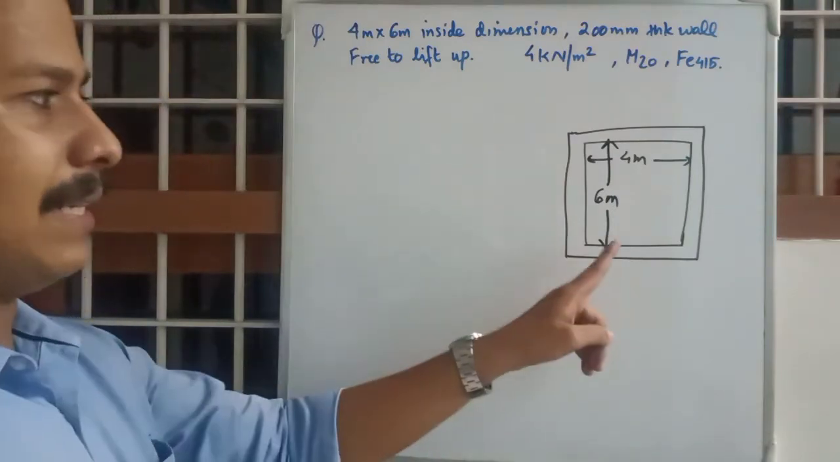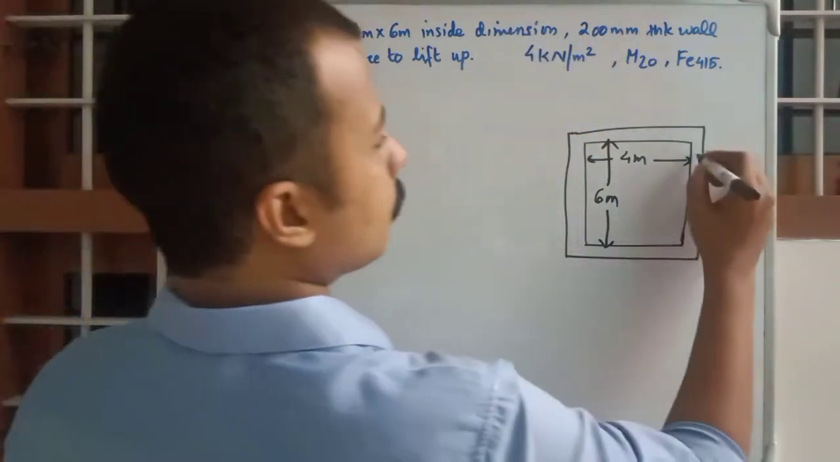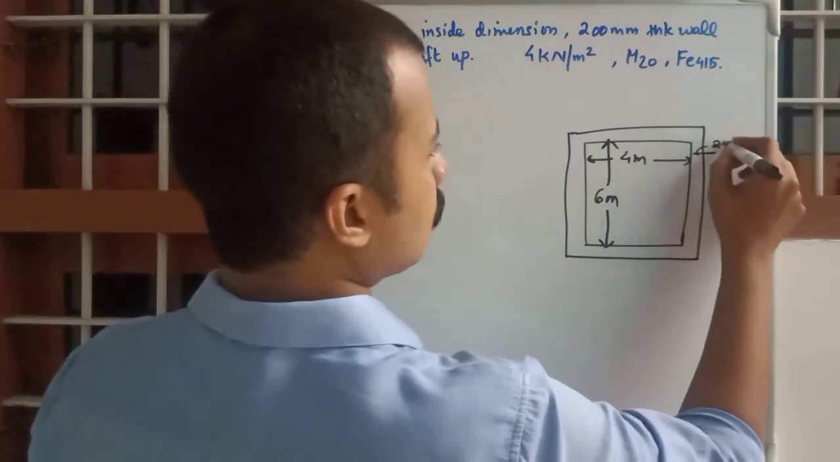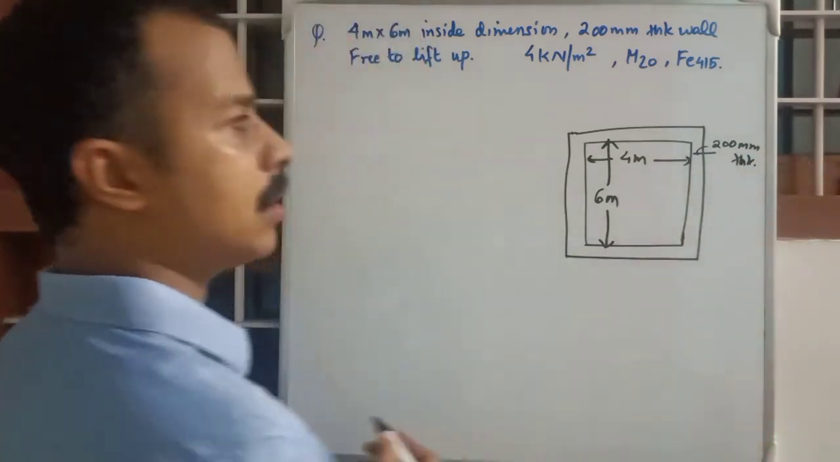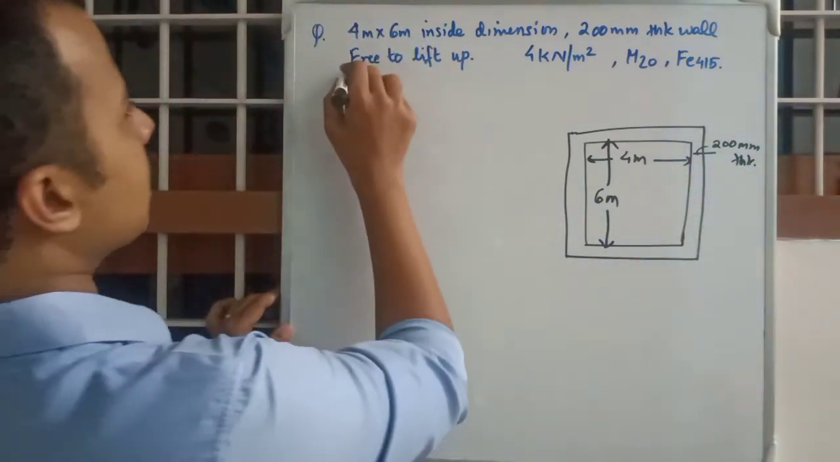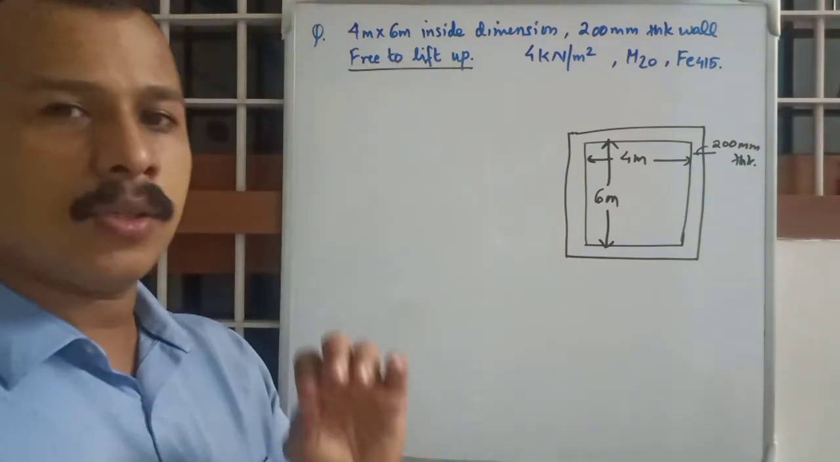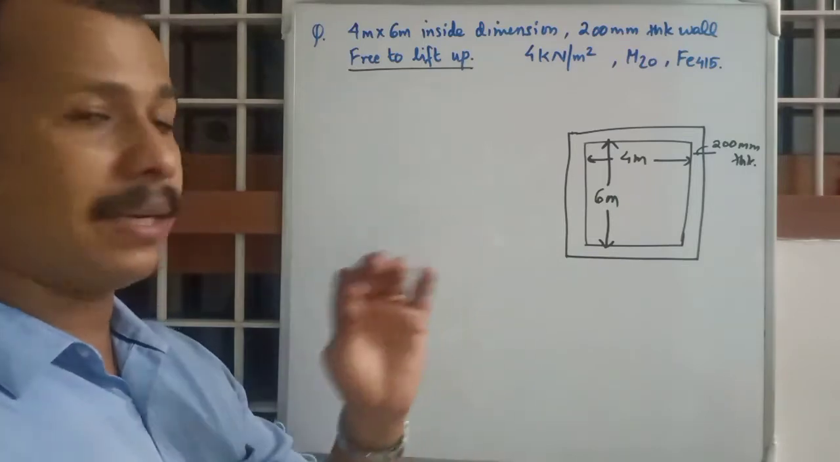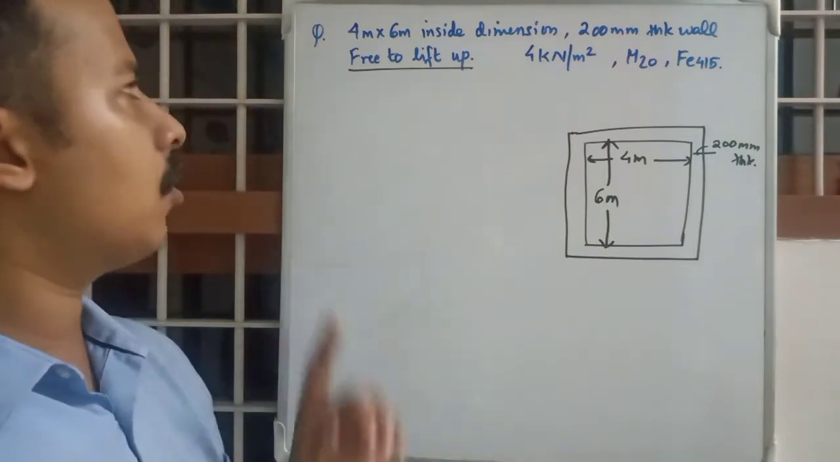We are having a 200 mm thick wall. This is the 200 mm thickness, and this is important when it comes to two-way slab. This will determine what type of slab it is, so we'll talk about it later.